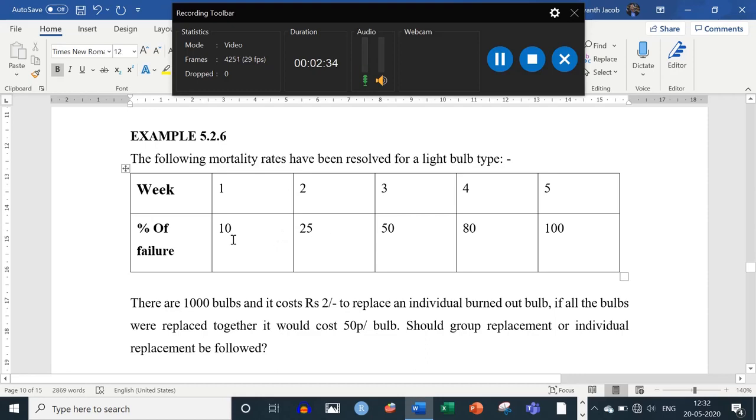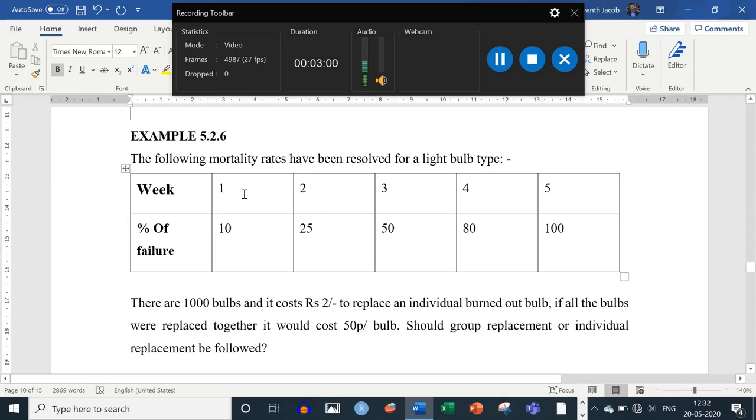Now, how do I know whether this is a cumulative percentage or an individual percentage? If the final week has 100, that means it's cumulative percentages that have been given. But in some problems, it's quite possible that you'll have the percentage of failure per week, in which case the final week's value may not be 100, but the cumulative should work out to be 100.